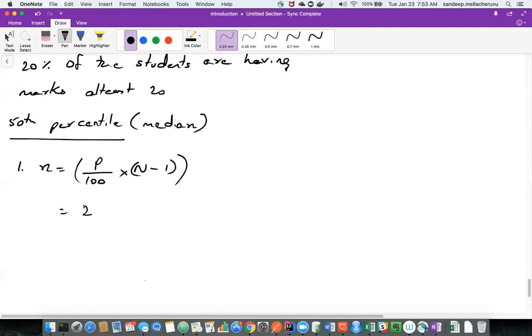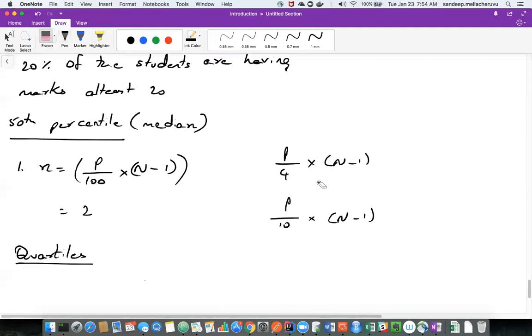Now, what if I divide by 4? What if I divide by 10? I could divide by something else, right? Maybe the formula could be p by 4 into n minus 1, or p by 10 into n minus 1. Because I could divide my data into 4 parts, or into 10 parts, and then talk about that particular value. This is also possible in mathematics, and these are called quartiles.